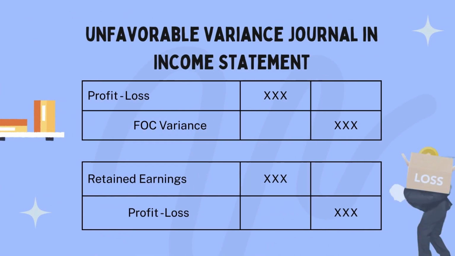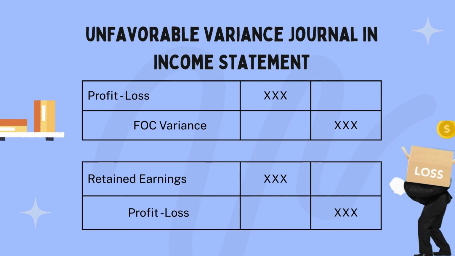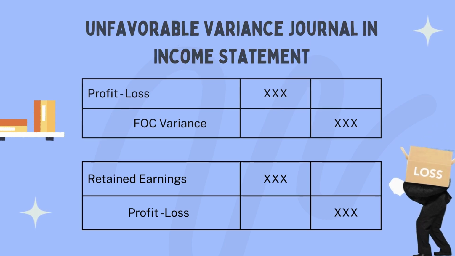The journal is made if the FOC is unfavorable. If the FOC variance is unfavorable, the actual overhead cost exceeds the budgeted amount. This causes a reduction in profit, recorded by debiting the profit and loss account and crediting the FOC variance account. The loss is then closed to retained earnings, reducing the company's equity.